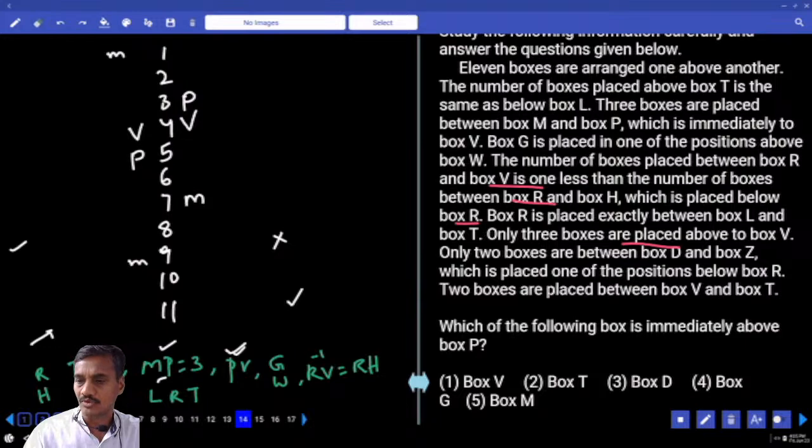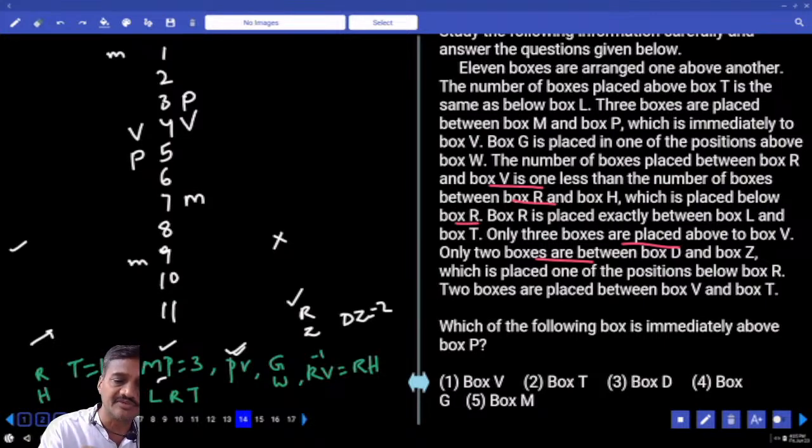Then only two boxes between D and Z. Now D and Z, how many boxes are there? Only two. Z is placed at one of the positions below R. Now Z is below this R. Two boxes are in between T and V.